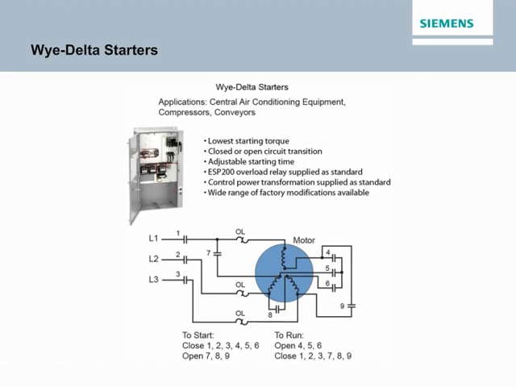This type of starter is a good choice for applications that require frequent starts, low starting torque, or long accelerating times. Siemens offers Y-delta starters as Class 36 non-combination starters and Class 37 combination starters with a fusible or non-fusible disconnect or circuit breaker.